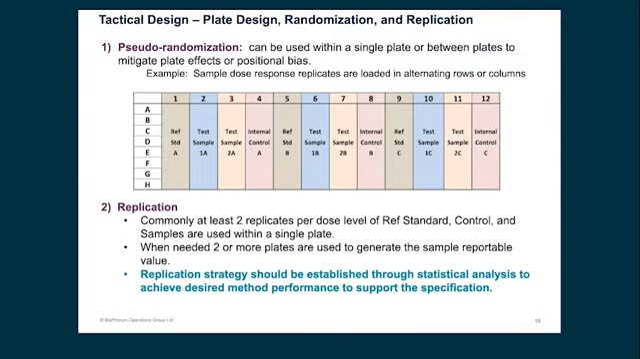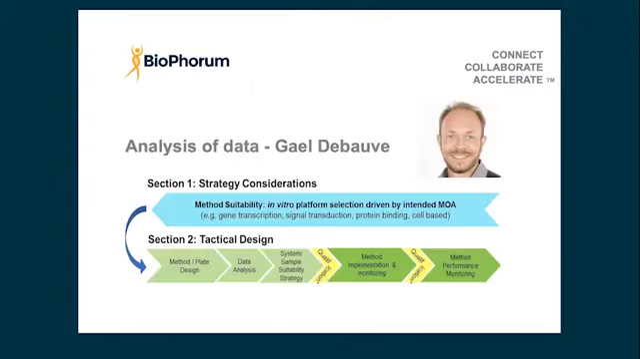Commonly, at least 2 replicates per dose level of reference standard control and samples are used within a single plate. And when needed, 2 or more plates are used to generate the sample reportable value. This replication strategy should be established through statistical analysis in order to achieve the desired method performance to support the specification. And here we do advocate that consultation with a biostatistician is very beneficial to support the long-term bioassay strategy. Next slide, please.